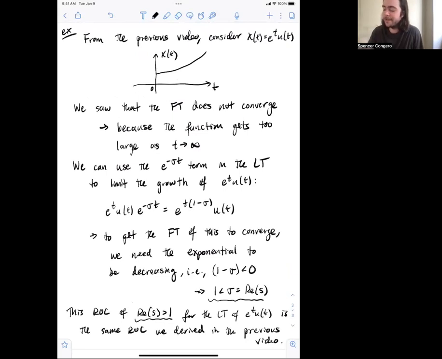It's the same idea. But maybe this will help shed some light on the actual relationship between Laplace and Fourier. So in the end, we got the same region of convergence we got before.